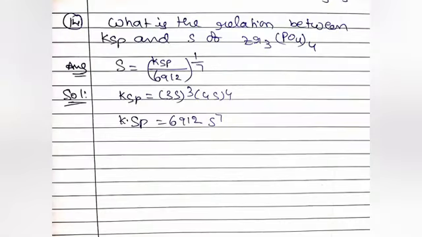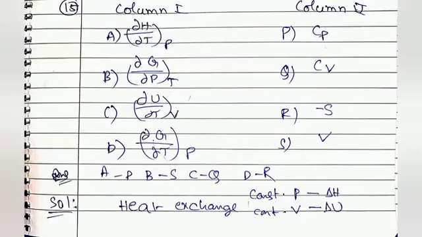Next one is based on the Ksp, solubility product. Generally we can expect a bit from solubility product, very important topic in mains. They are asking for the relation between Ksp and S for Zr3(PO4)4, zirconium phosphate. Here is the answer.